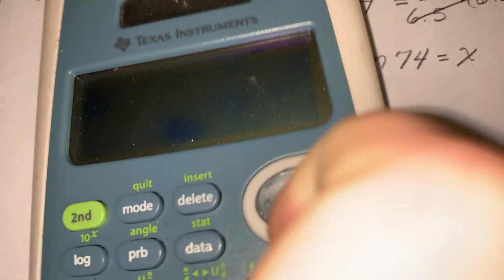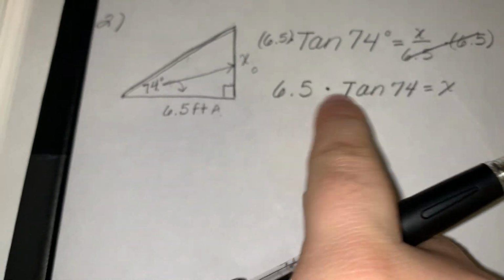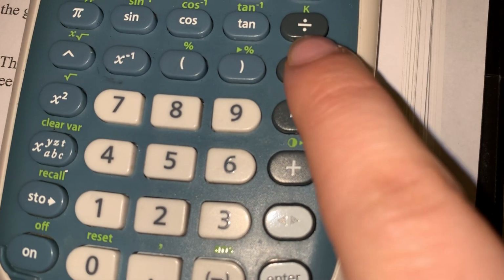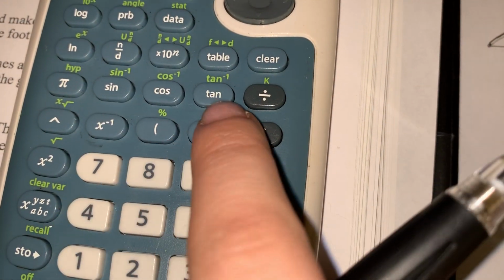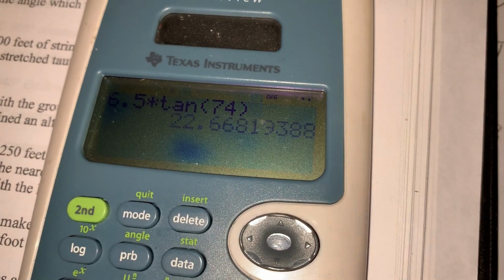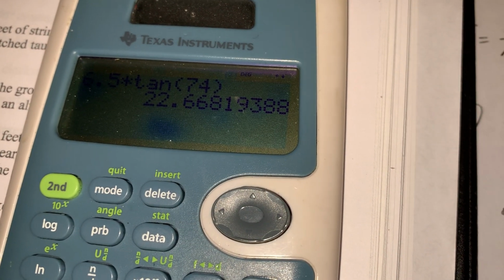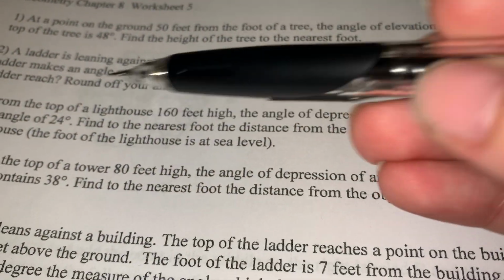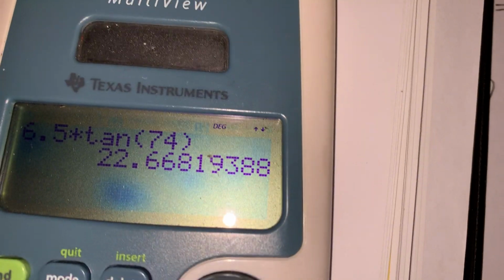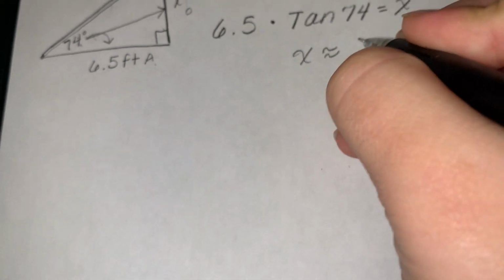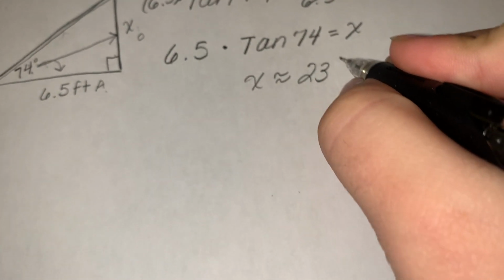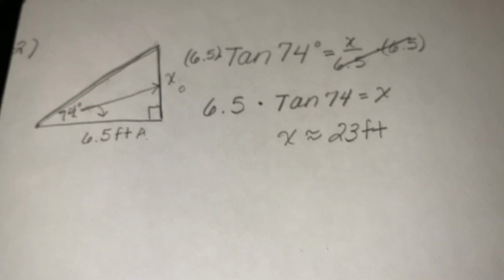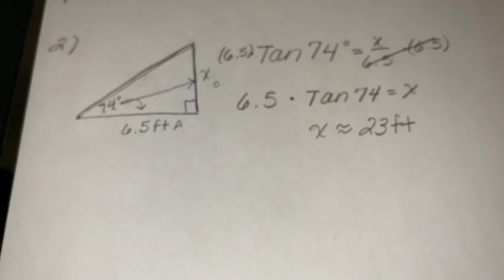So we are going to check if it's in the right format. In my case, it is. And I'm going to now type in 6.5 times the tan of 74. So 6.5 times the tan of 74. And take a look at how it's written, and it equals that big number, 22.668. Now the question up here says to round off your answer to the nearest foot, meaning the nearest whole number. And that just means that X is approximately 23 feet. And that's my answer. So I was able to get the height of the wall.